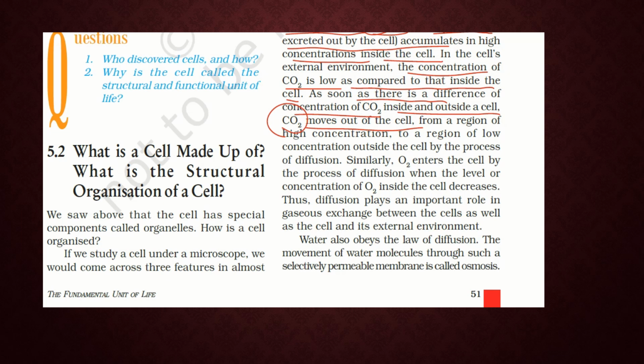When the concentration is higher inside the cell, it will move from inside to outside. When the concentration of something is more outside the cell, it will move from outside to inside. Right? Is it clear to everyone? Now, similarly, oxygen enters the cell by the process of diffusion. When the concentration of oxygen inside the cell decreases, diffusion plays an important role in gaseous exchange between the cells as well as the external environment.